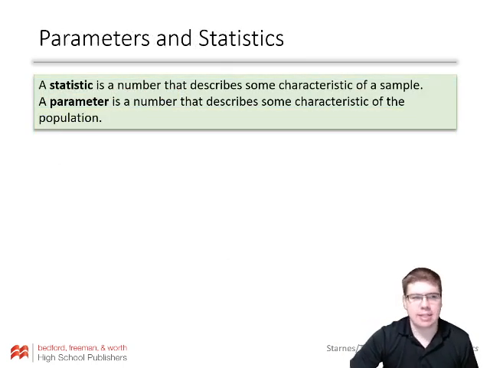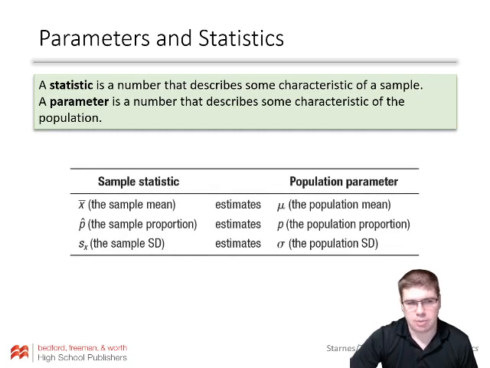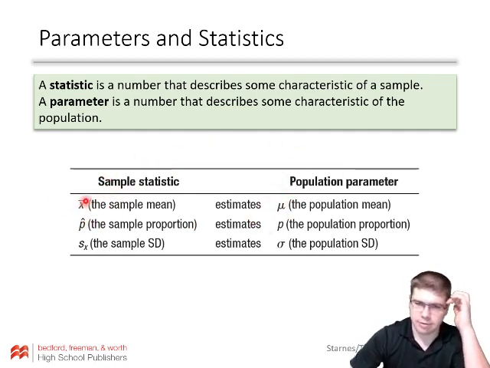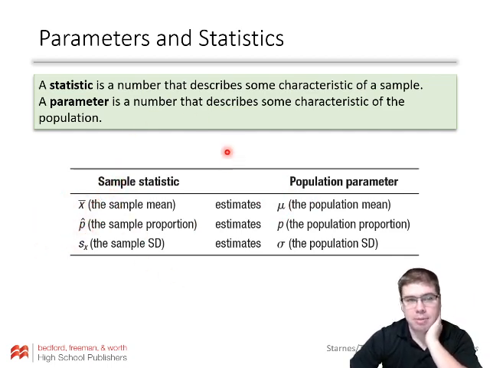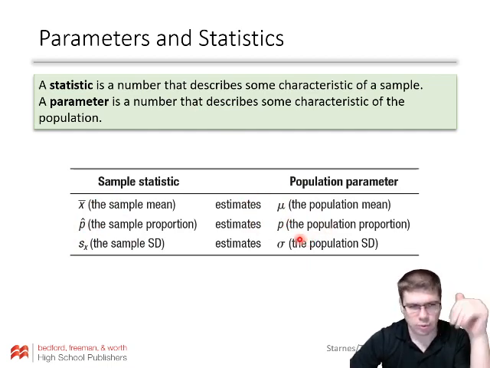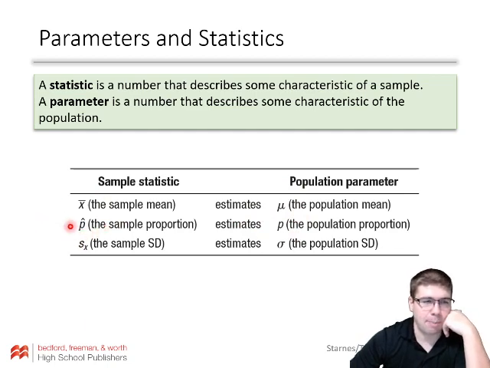So, statistics and parameters. A statistic is a number that describes some characteristic of a sample. A parameter describes some characteristic of a population. Some examples of sample statistics we know are x bar. You've seen these before, so this shouldn't be brand new, but x bar is a sample mean. The parameter would be the population mean. So if I go out and get 50 people and take their mean, that's my x bar, my statistic. But the mean of all the people in the world, or whatever population I'm interested in, that would be mu, the population mean.